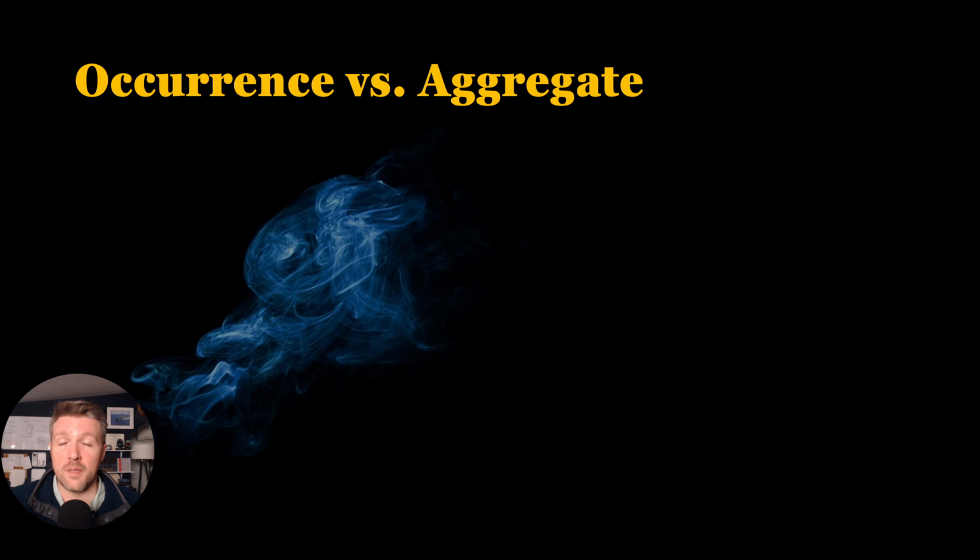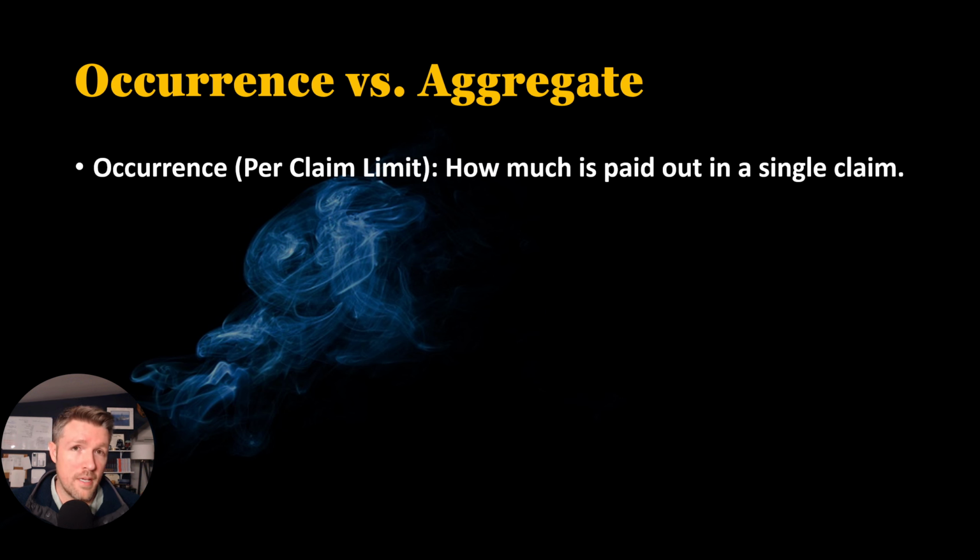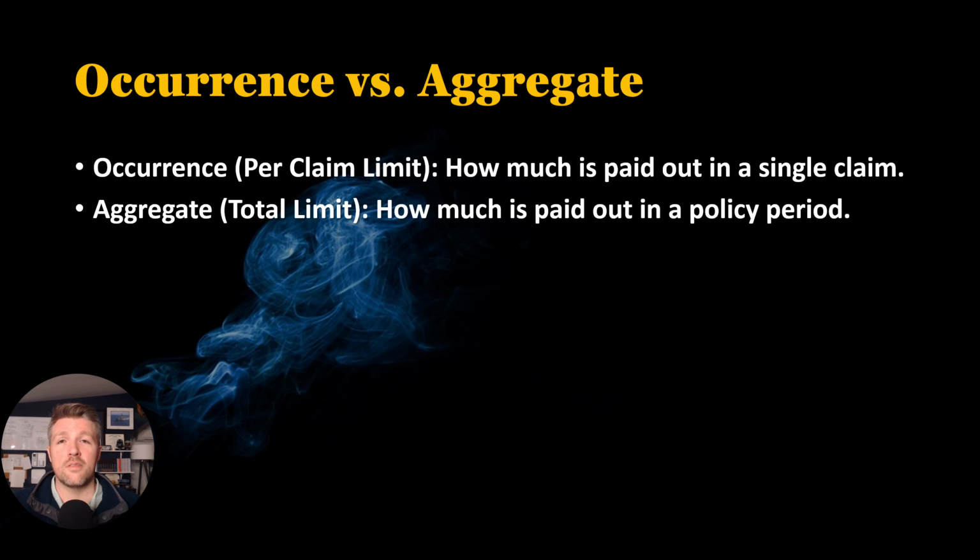All right, starting off with the basics here. Occurrence versus aggregate. Occurrence is per claim as far as your insurance goes. Aggregate is the total limit, how much they'll pay out in a year. So you could have a 1-1, which is a 1 million per claim, 2 million aggregate, or let's say a 3-6, 3 million per claim, 6 million aggregate.